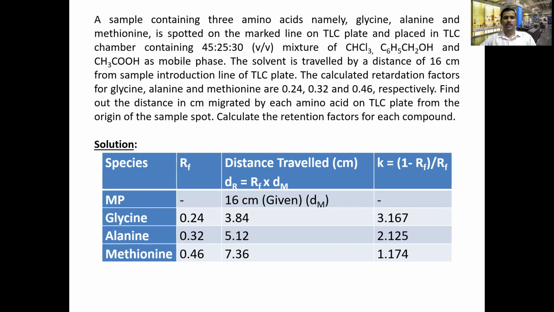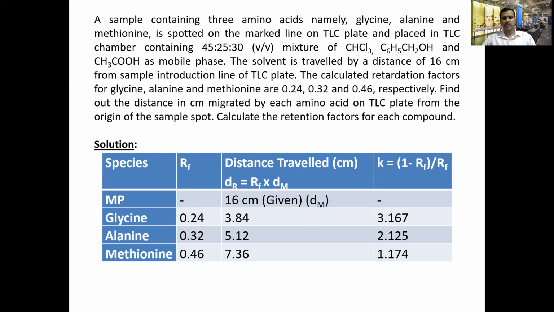Find out the distance in centimeter migrated by each amino acid on the TLC plate from the origin of the sample spot. Calculate the retention factors for each compound. So 3 amino acids, namely glycine, alanine, and methionine, were taken, and they were spotted on the TLC plate.